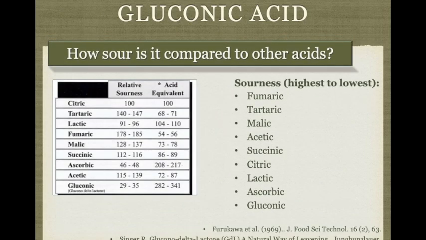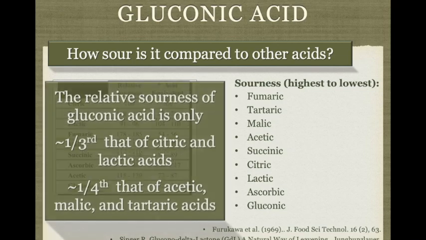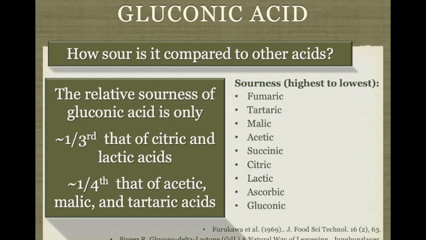Gluconic acid is considered to be one of the weaker acids. It's only mildly sour compared to the more sour acids such as tartaric or malic acid. The gluconolactone itself actually isn't sour at all. It's more of a sweet or bitter flavor. And the relative sourness of gluconic acid is maybe only about 1/3 that of citric or lactic acids, and only about 1/4 as sour as acetic, malic, or tartaric acids.